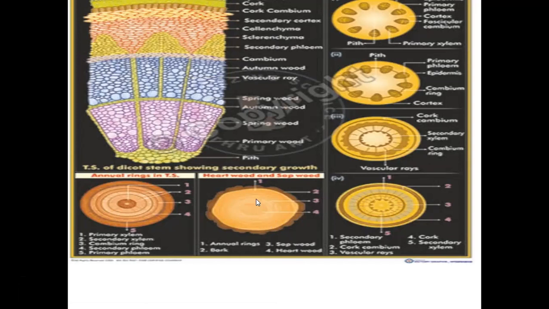This is the annual rings' secondary growth. Based on the number of annual rings, we can easily estimate the plant's age. This is called dendrochronology. See children, up to here it is dendrochronology. Pinus shoot TS with normal secondary growth is completed.